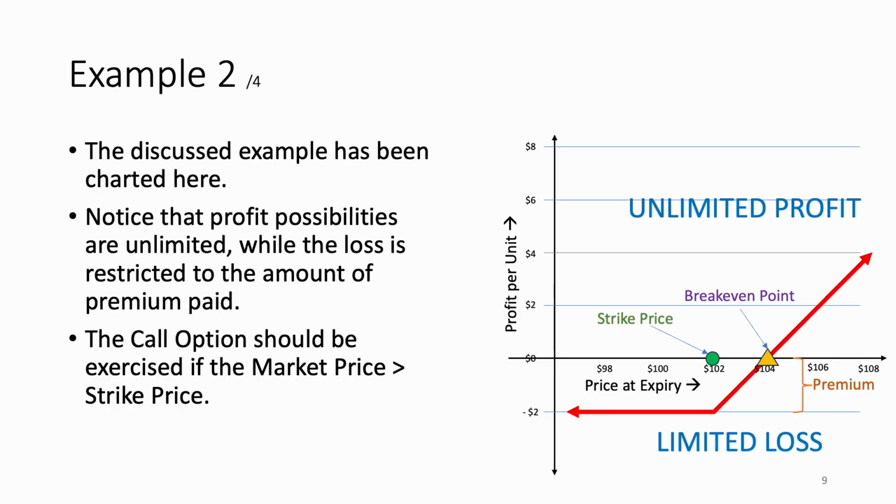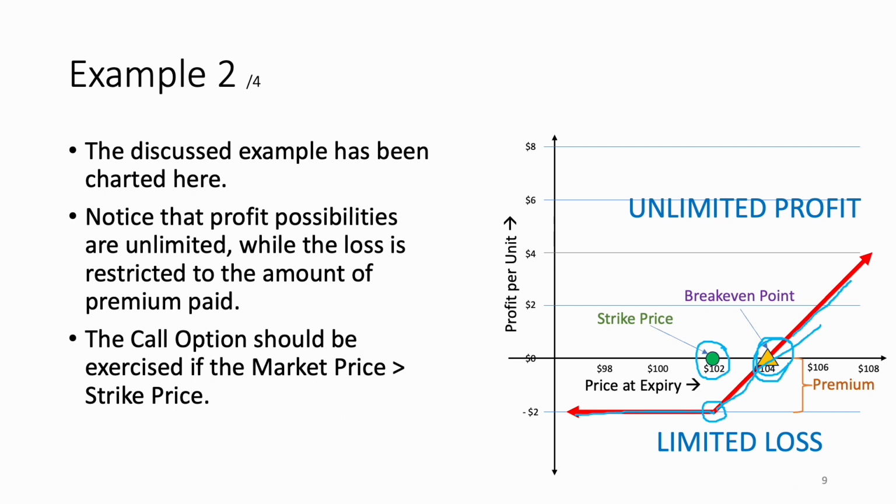Here we see the airlines example in the form of a chart. Here the airlines agreed to a strike price of $102 per barrel, and a premium of $2. So the airlines is here at the time the call was made. Now, if the price of the crude oil increases, then at this point the airlines breaks even. That is, at $104 per barrel, the airlines breaks even. It neither makes a profit nor a loss. However, if the price rises further, then the airlines makes a profit. But notice that at the maximum, the airlines can make a loss of $2 per barrel.